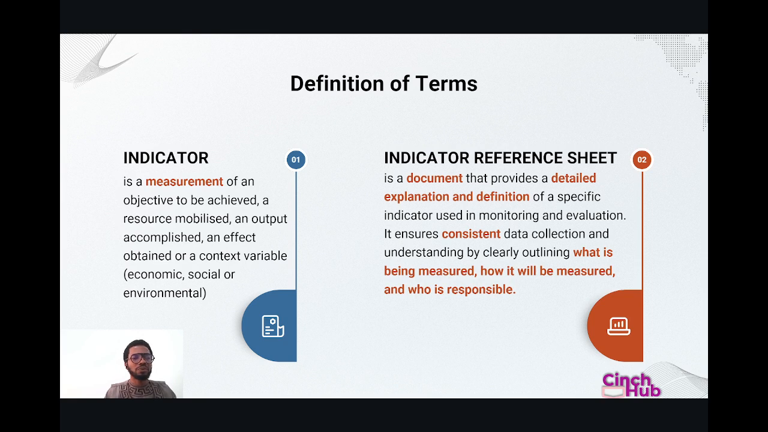We also talk about the indicator reference sheet because it's not enough having an indicator. You also need a sheet that you can reference, where you see all the indicators that you're tracking. So an indicator reference sheet is a document that provides a detailed explanation and definition of indicators. It has all the definitions and explanations. It shows you how to measure it, what the indicators are, the duration or frequency, who is responsible, how to calculate it, and quality checks on capturing or collecting those indicators. So these are indicator reference sheets.